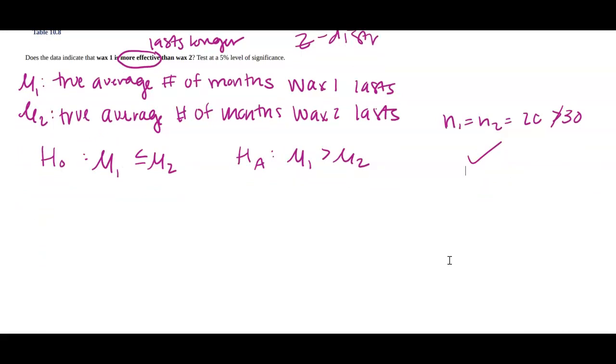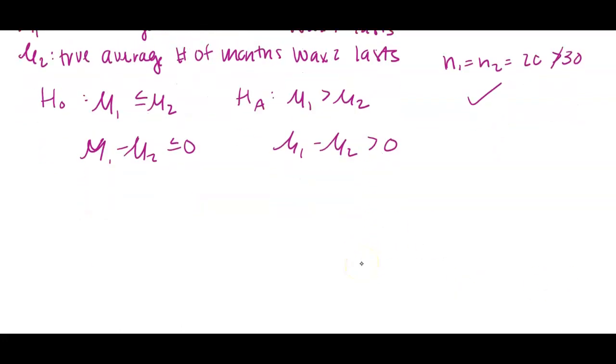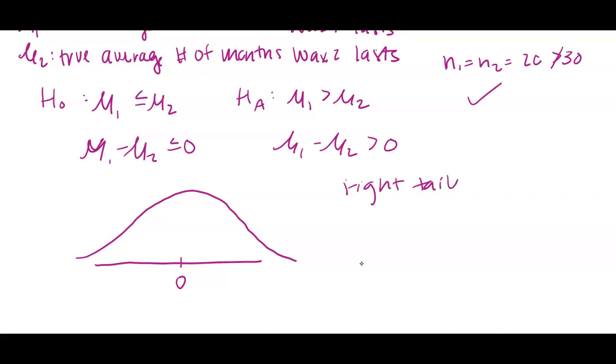Another way that we can write this is to say the subtraction is less than 0, or the subtraction here is greater than 0, or less than or equal to, I should say, for H0. And that's important because that's how I'm going to center my distribution. I'm going to center it on the fact that these two means have no difference between them, and I'm running a right-tailed test.